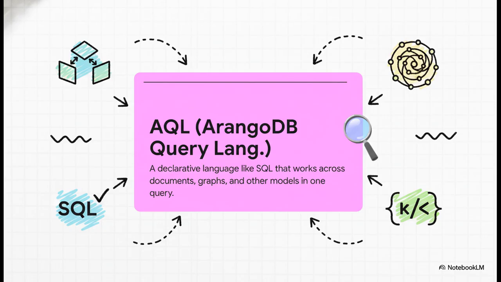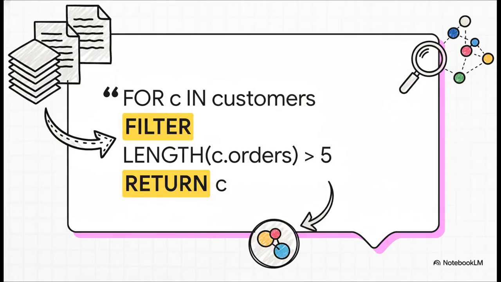Now, if you've ever written any SQL, you're going to feel right at home. It's declarative, meaning you just say what data you want, not how to get it. But where AQL really shines is its ability to effortlessly combine different data models in the very same query. Let's look at a quick example.